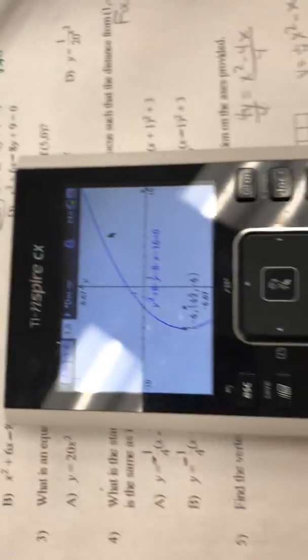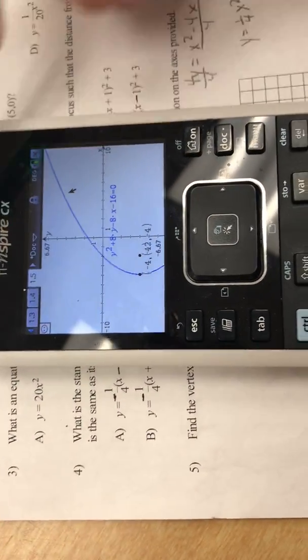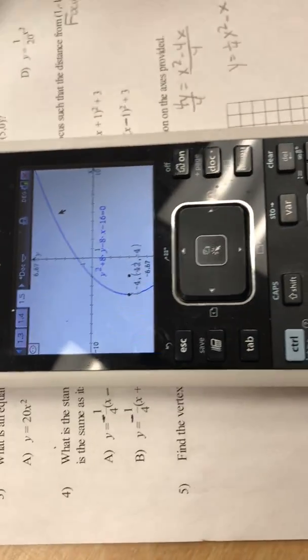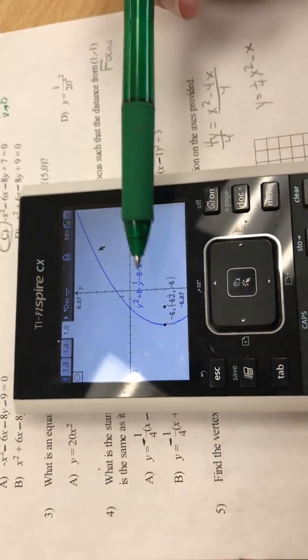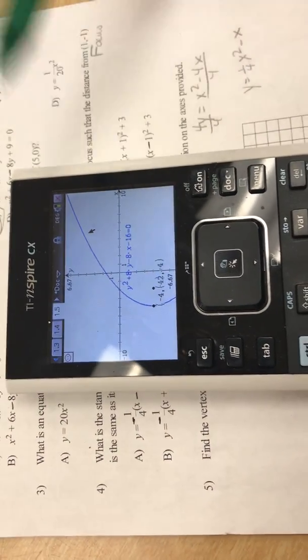If it's multiple choice, just type into the calculator whichever choice you think works. If this one didn't work, I'd cross it out and try the next one. Okay, and then just hover over it to see each.